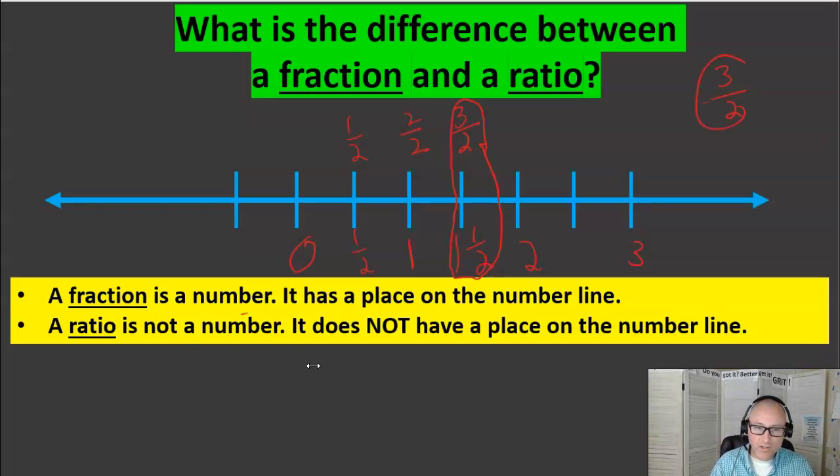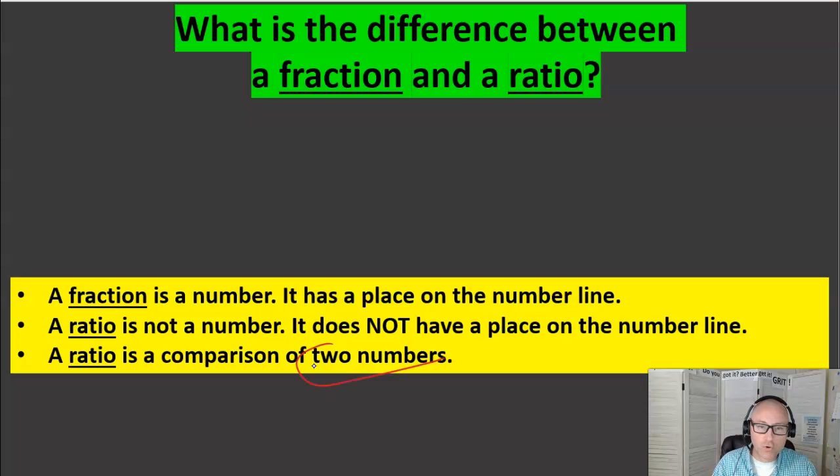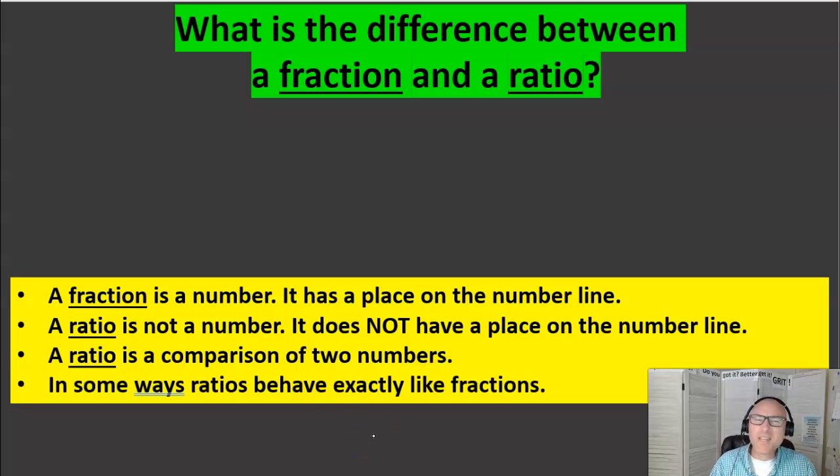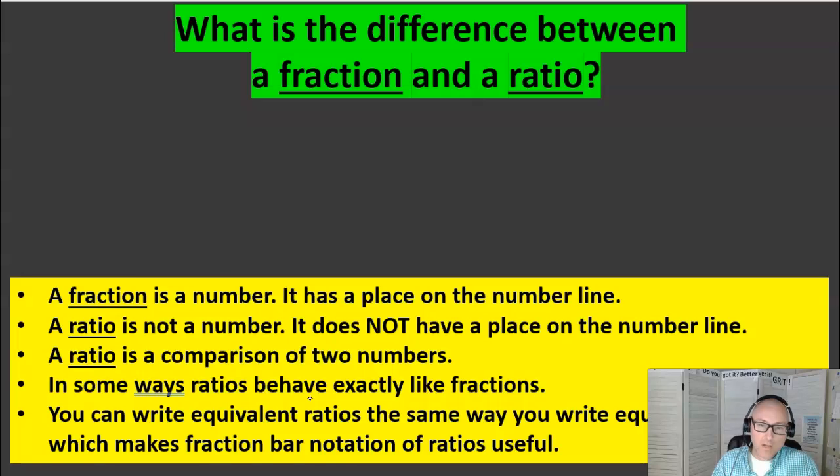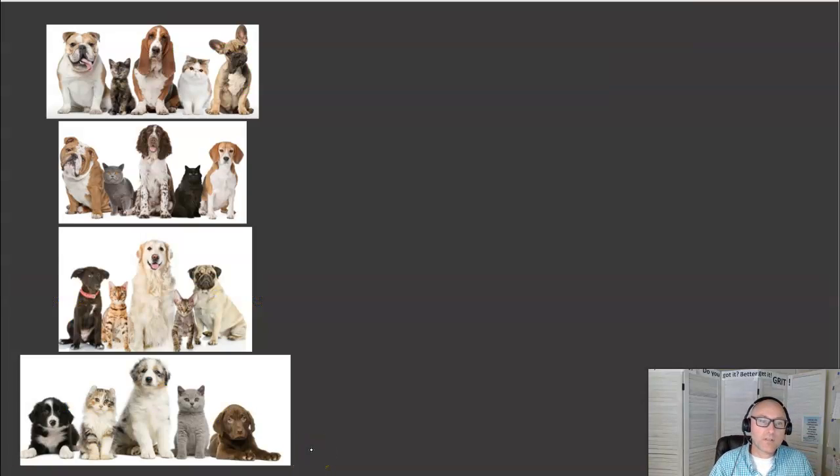But when you're talking about a ratio, it's not a number. Remember, it's a comparison between 2 numbers. A fraction is just one number, but a ratio is 2 numbers. But in many ways, ratios behave exactly like fractions, and we can use that to our advantage. Just be careful not to confuse the two because they are not the same, but we can use it to help us. Very useful.